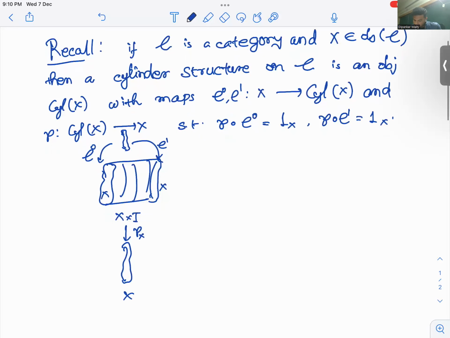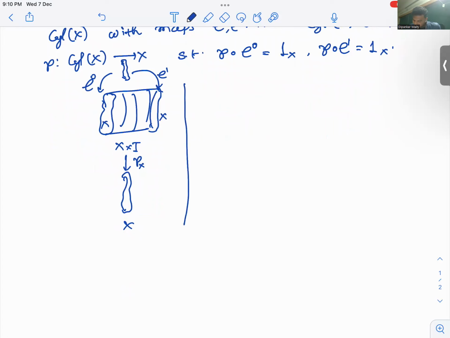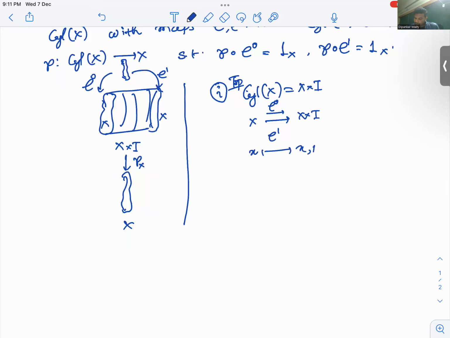But if you note carefully, in all the examples that we mentioned, example 1 was the case of topological spaces, where the cylinder structure on X was given by product with the unit interval, and the endpoints being given by the left hand and the right hand. So E1 was sending x to (x, 1) and E0 was sending x to (x, 0), and P was simply the projection map to X.